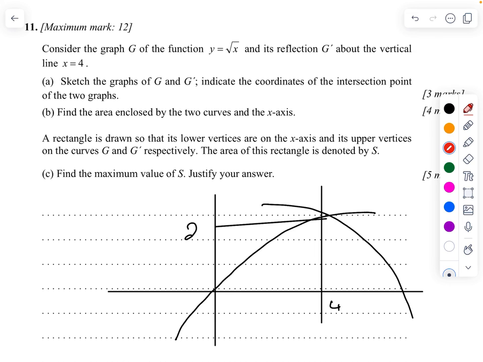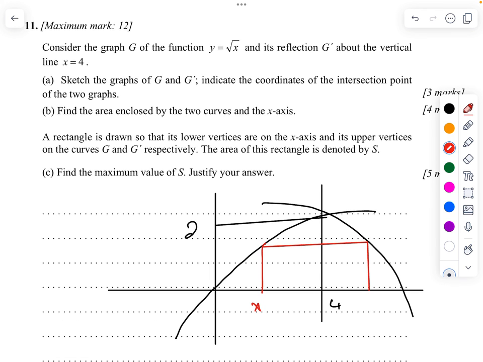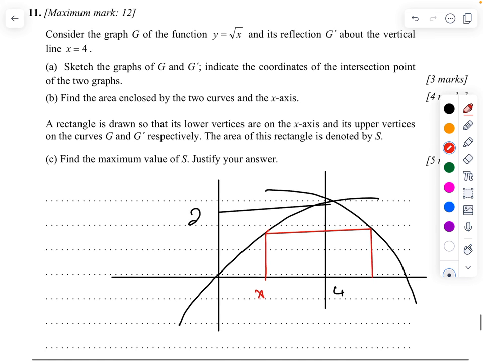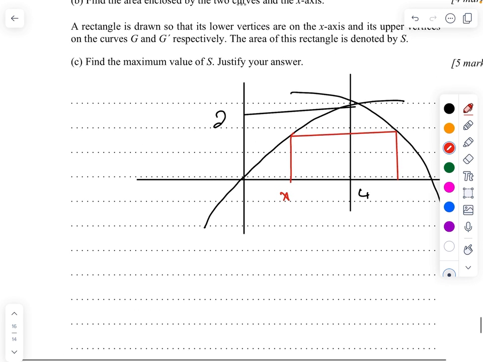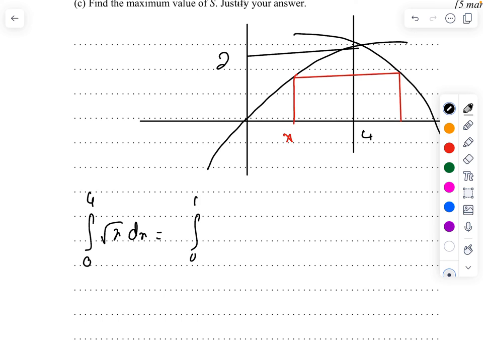Now there is a rectangle. This value is x. Find the area enclosed between the two curves. So this is based on integration. If at all you haven't done integration, no need to do this question. 0 to 4 square root of x dx. So 0 to 4 x power half dx.